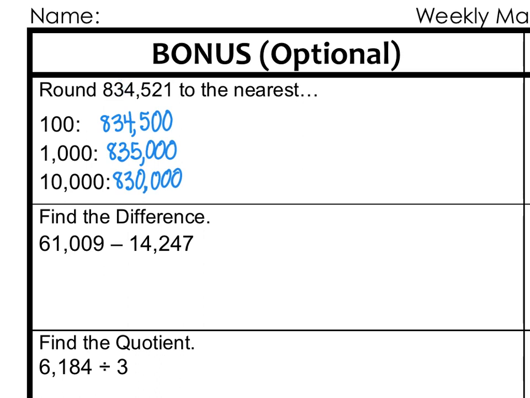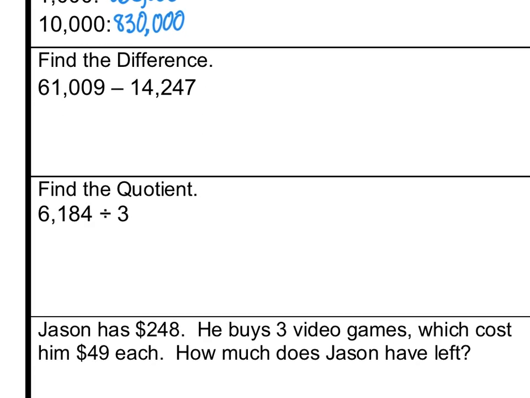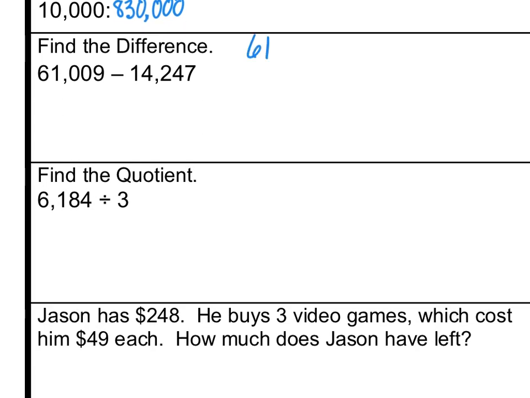Okay, moving right along. Finding the difference. 61,009 minus 14,247. 9 minus 7 is 2. Now here comes the problem. 0 needs some help, but when he goes to the hundreds place, the hundreds have nothing, so we go to the thousands place. And even though he's got 1, he's going to have to give it up. And he can only help the digit right next to him. And then we go back to the one that needs help right here.